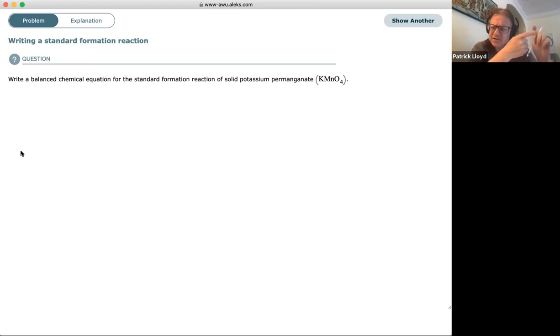So see how the compound has K for potassium, Mn for manganese, and O for oxygen. You're going to write the reactants as the elements. You're going to have to figure out what state of matter they should be in, and then you're going to write the arrow to form the KMnO4. Okay, so let me show you this one. It's very simple. They tell you want to generate KMnO4. They tell you it's a solid, so we know it's S. So here's how you go about it.